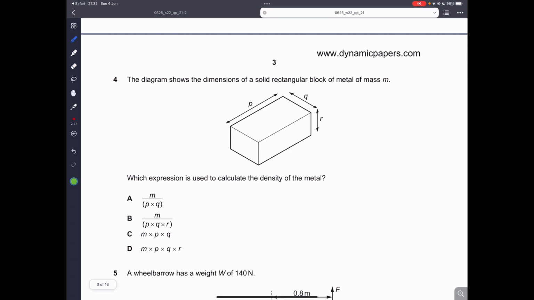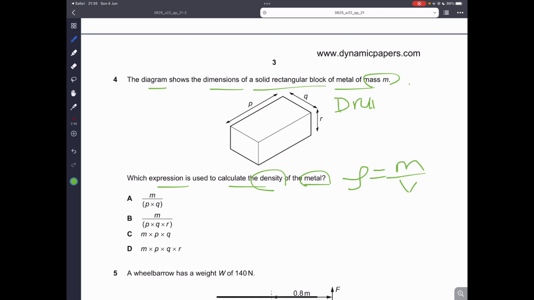Okay, question number 4. The diagram shows the dimensions of a solid rectangular block of a metal of mass m. Which expression is used to calculate the density of the metal? Well, this is very easy. Density is equal to mass over volume. You could also remember it by the acronym, but to make it easier, I would use the formula.